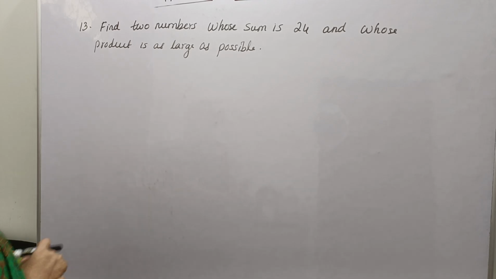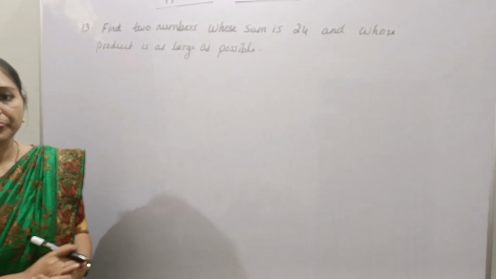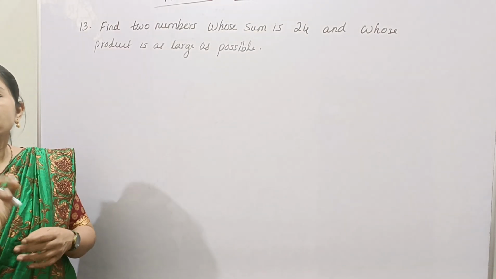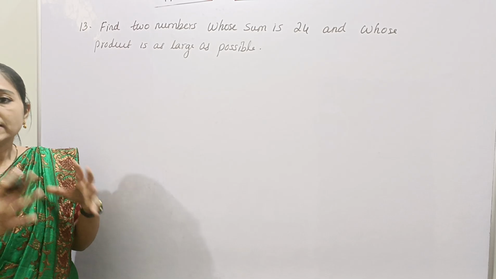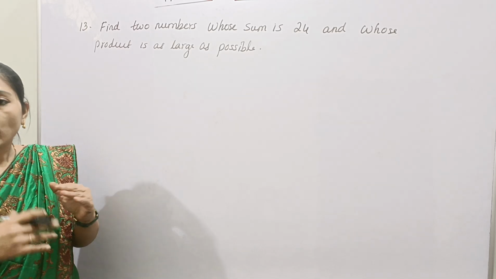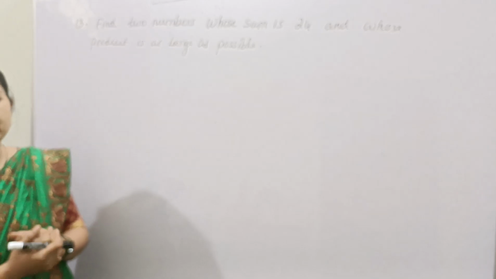Find two numbers whose sum is 24 and whose product is as large as possible. So here we have to find two numbers whose sum is 24 and whose product is as large as possible.